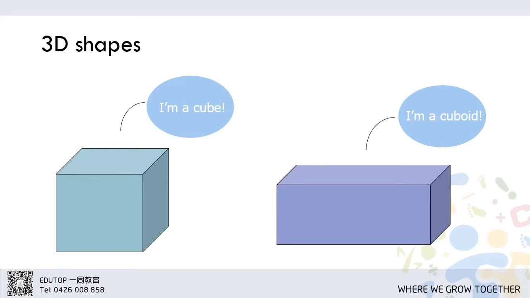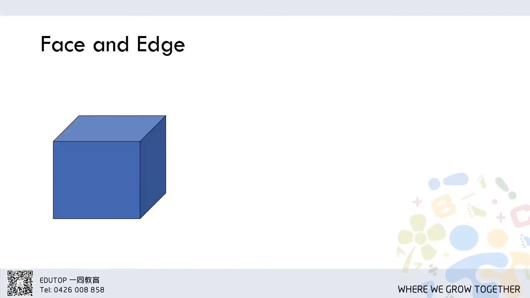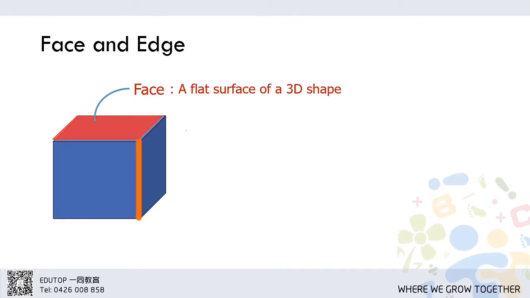And just like in 2D shapes where we had sides and angles, in 3D shapes we also have two important properties, face and edge. For this cube over here, the red area is a face of the cube, and a face is a flat surface of a 3D shape. The orange line is an edge of the cube, and an edge is a line where the faces end.